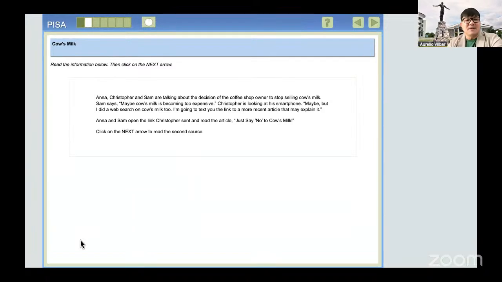Sam says, maybe cow's milk is becoming too expensive. Christopher is looking at his smartphone. Maybe, but I did a web search on cow's milk too. I'm going to text you the link to a more recent article that may explain. Anna and Sam opened the link Christopher sent and read the article.